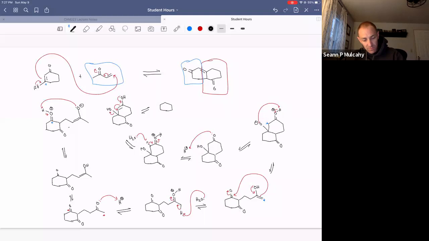Almost home. Okay, and then OH minus, that was the leaving group before, is going to grab that proton to give you your product molecule. All right, so this is an acid catalyzed Robinson annulation.